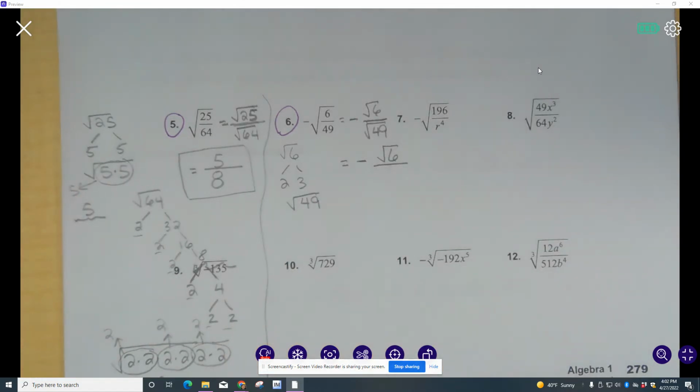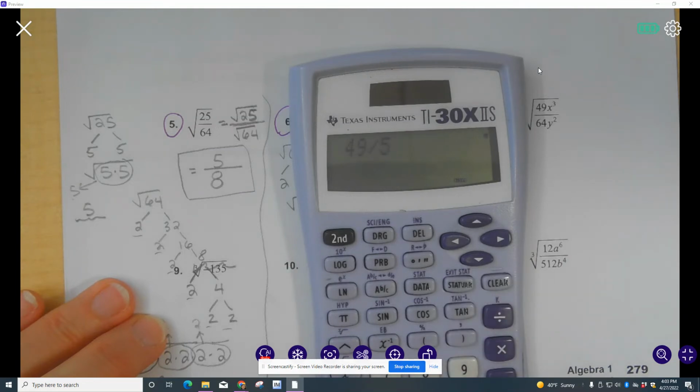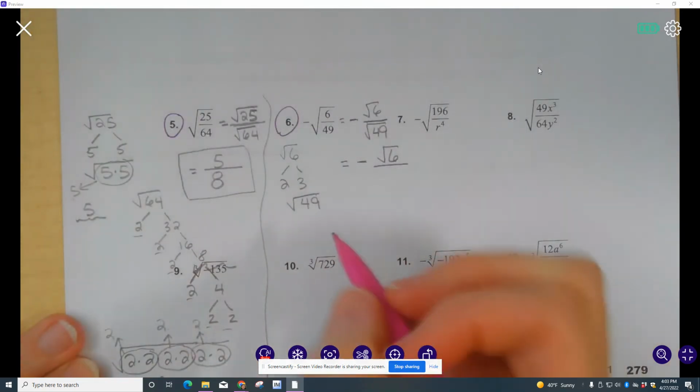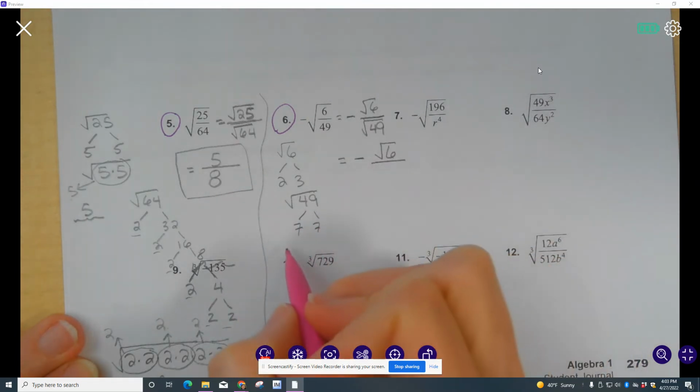If that alarm didn't go off in your head, then you should start the normal process, which is make a tree on 49. Now, the one thing you might notice when you start checking to see what divides into 49, 49 divided by 2. I get a fraction. 49 divided by 3. I get a fraction. 49 divided by 4. Nope. 49 divided by 5. Nope. Guess what? The first number that divides into 49 evenly is 7.